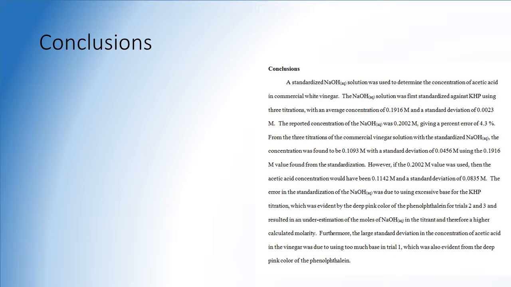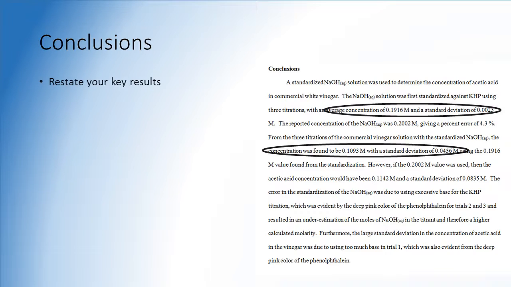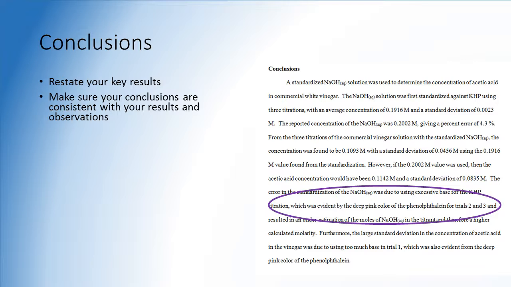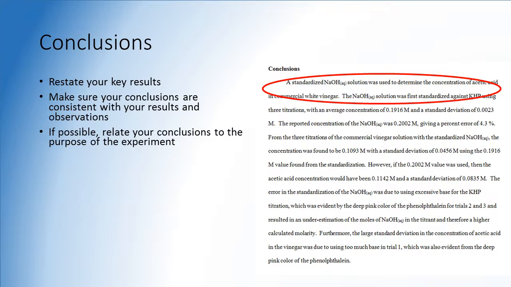The last section of your lab report is your conclusions or summary section. This section serves to highlight your critical findings. First and foremost, restate your key findings such as yields, chemical formulas, or concentrations, as shown to the right. Make sure your conclusions are consistent with your results. If possible, it's best to relate your conclusions to the purpose of the experiment, as shown to the right.